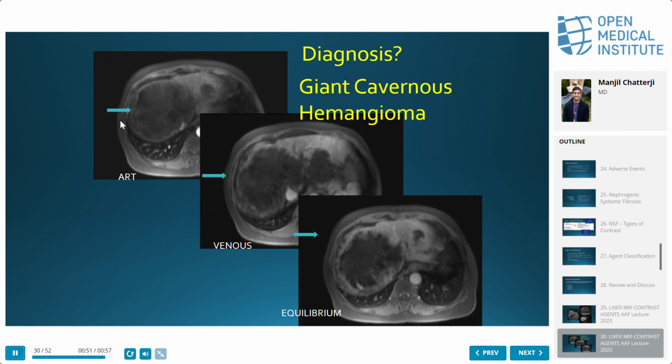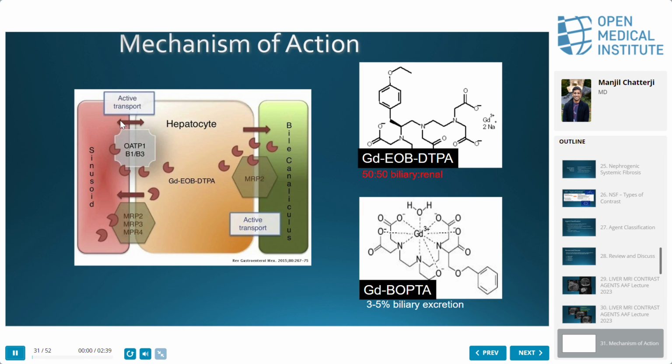Like most studies that are pressing, we require contrast to help us determine what this might be. So let's look at the mechanism of action of contrast. We have either active or passive transport, and in the case of Eovist, DTPA, or BAPTA, these are ones that are excreted by the liver specifically, and the way that's done is by actively pulling it from the sinusoids.